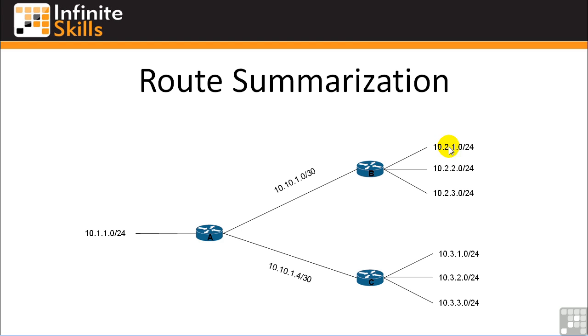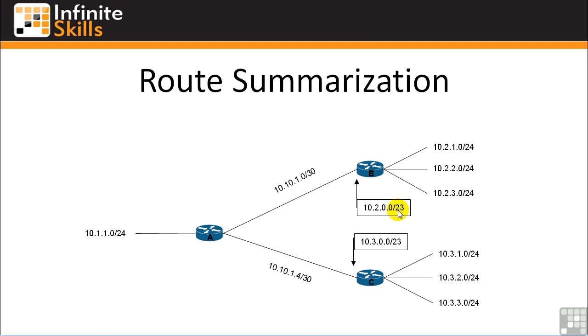You notice that all of these networks over here are 10.2.whatever /24. All of these networks are 10.3.whatever /24. So you could actually go into each of these routers and configure a summary route for 10.2.0.0/23 in router B and 10.3.0.0/23 in router C.